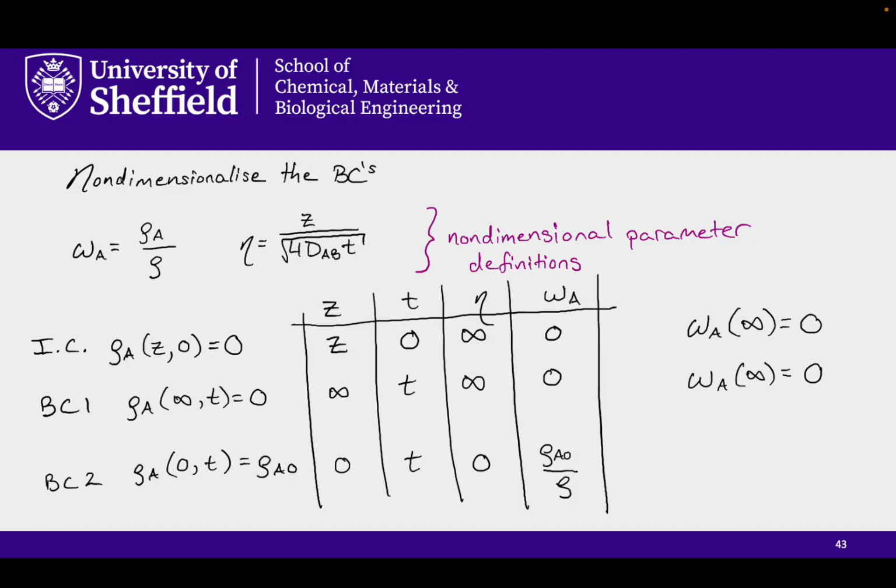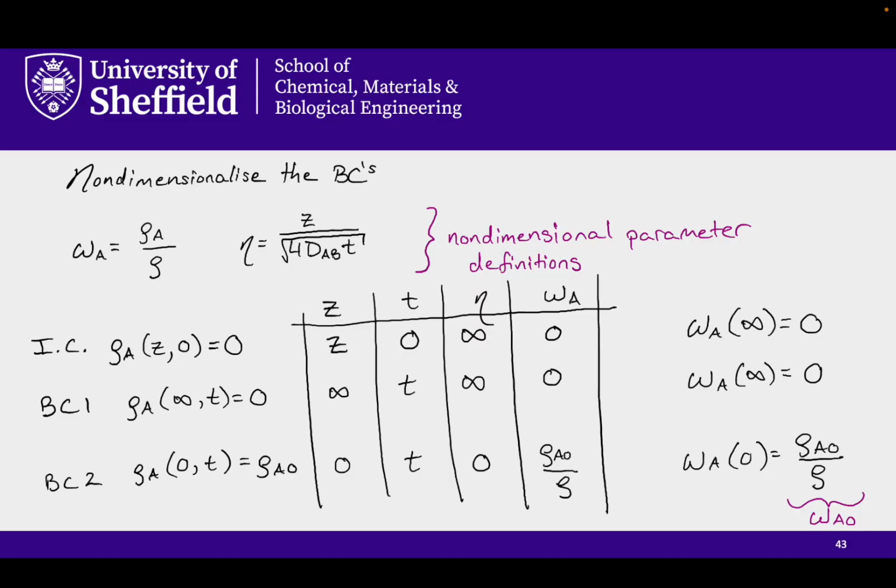Finally, we turn to our second boundary condition where we plug in z equal to 0, t all values of t, and when we do that, eta equals 0. Plugging in rho a naught into our value for rho a, we get rho a naught over rho is our value for omega. So omega a at 0 is rho a naught over rho. And we're just going to simplify this slightly and call it omega a naught. It's just a constant, right?